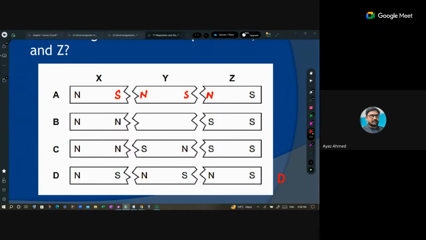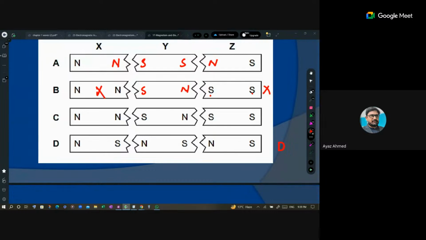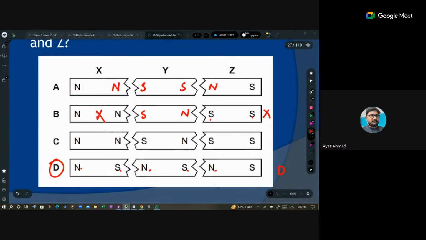Now here, if he has shown south and south, it is not possible. North and north, it is not possible. I think there was something missing from here. Maybe it would be north and north, then south and south, then north and south. Some values are missing from here. For example, it is south and north, right? You can place it this way, and here north and north is not possible. So north, south, north, south, north, south. This would be the right option. That's why he has made option D correct.